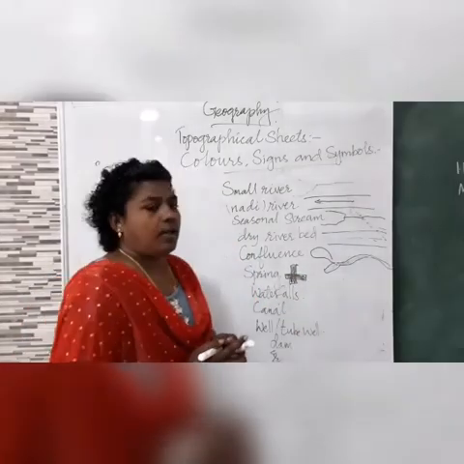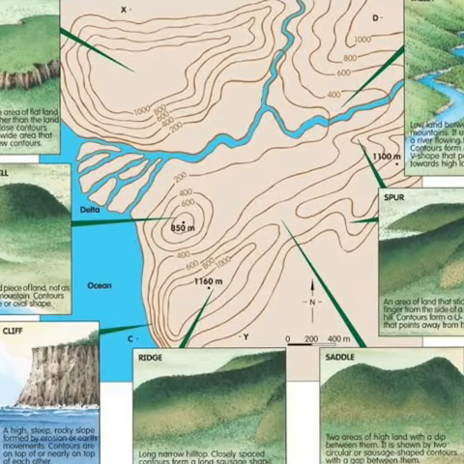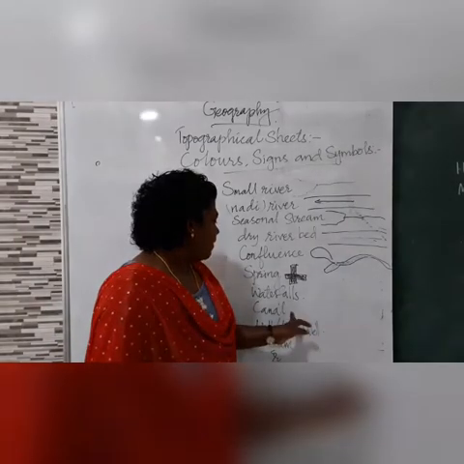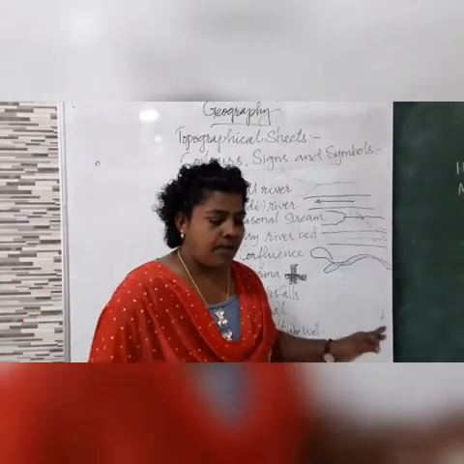And the waterfall, a waterfall with some figure, will also be indicated in the topo sheet. If some number figures are indicated, there will be a flow of river that causes waterfalls after some distance. Then canal. This is the symbol of a canal.